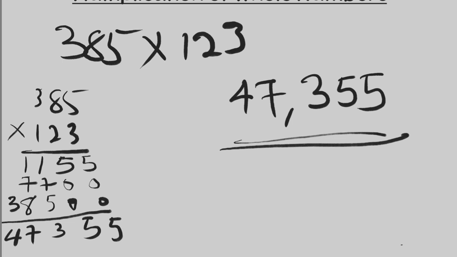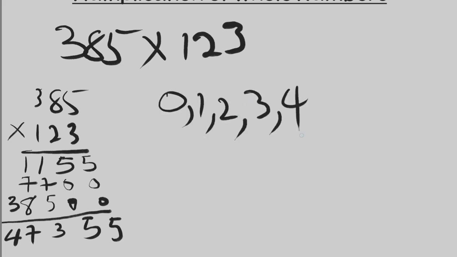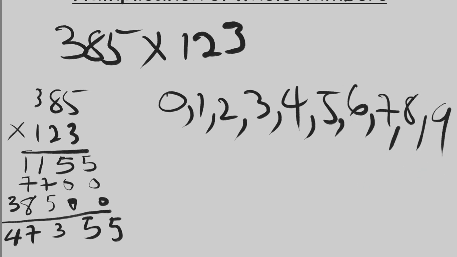Now, you may be asking, if it's more than 9, why is it that we don't write numbers that are more than 9 within multiplication? That's because in the whole numbers, we only have 10 digits, and those 10 digits are 0, 1, 2, 3, 4, 5, 6, 7, 8, 9. We don't have 10 as a digit in the decimal system, because 10 is a combination of two numbers. It's a combination of 1 and 0.